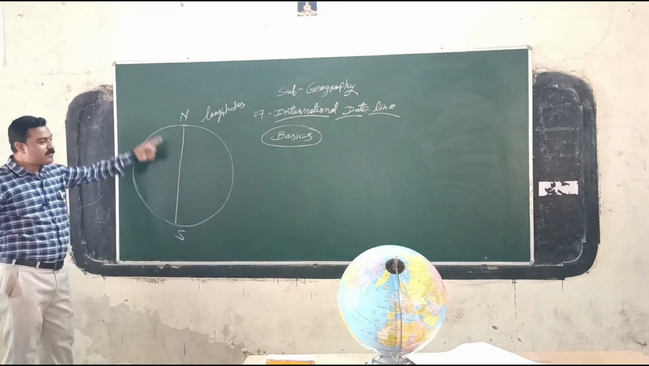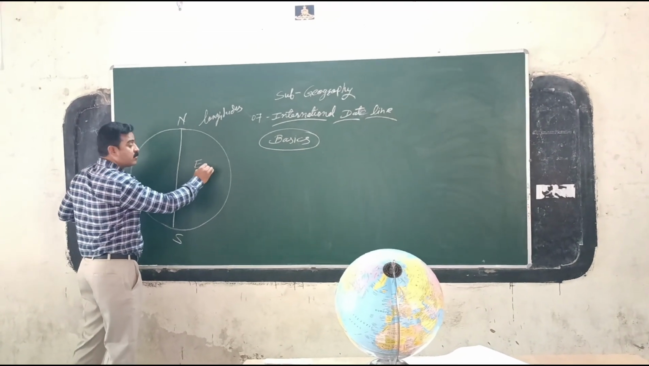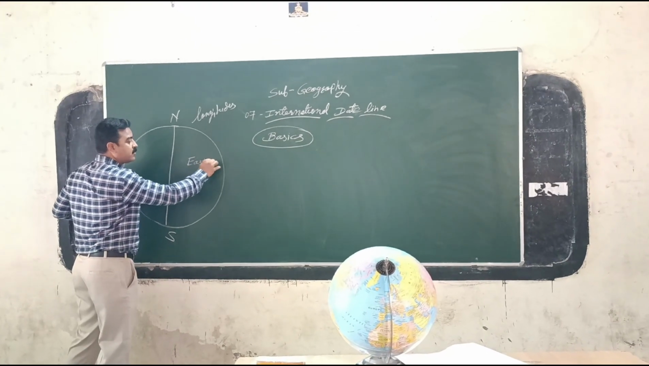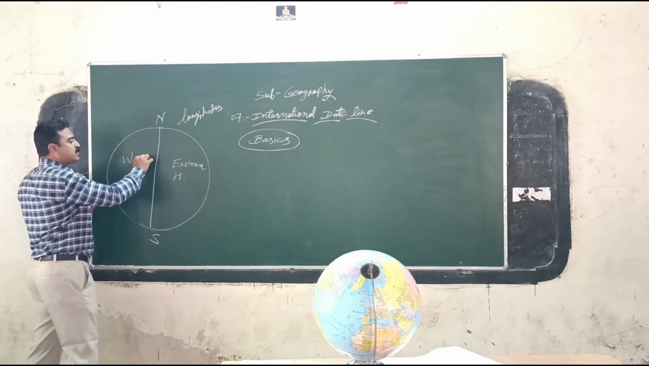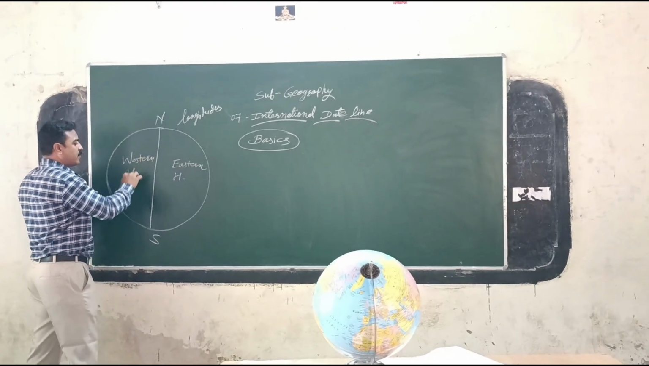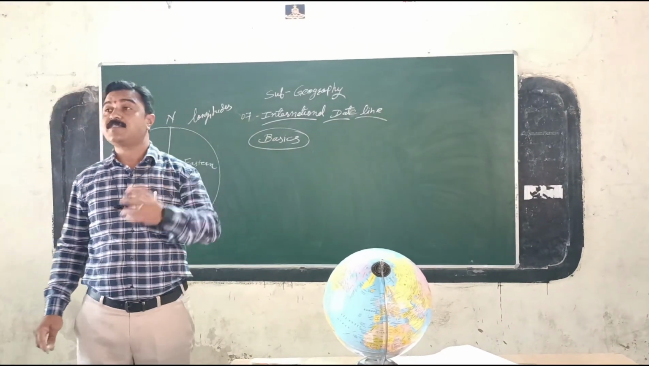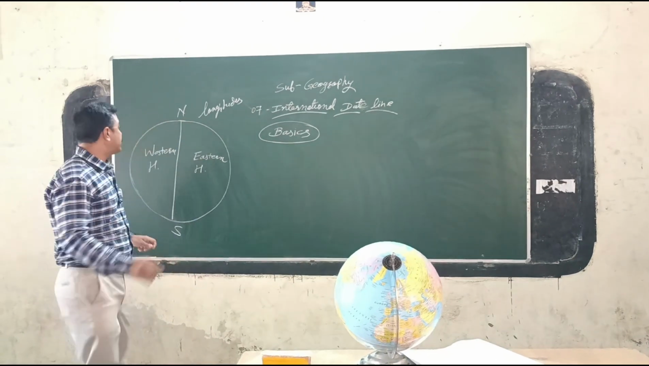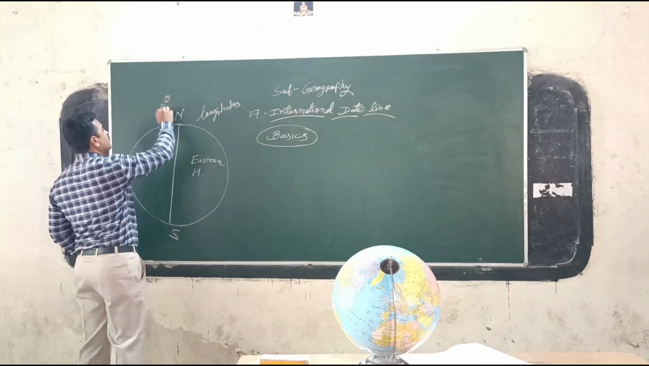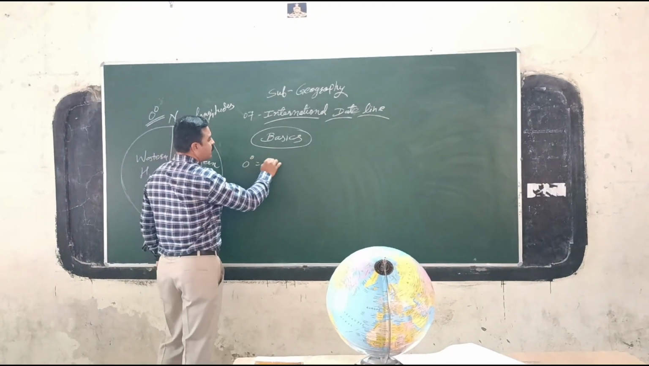Because of this longitude, we have this eastern hemisphere and this is called western hemisphere. Now, what is the name of this longitude? Can anybody guess? The name of this longitude is 0 degree. It is called the prime meridian.